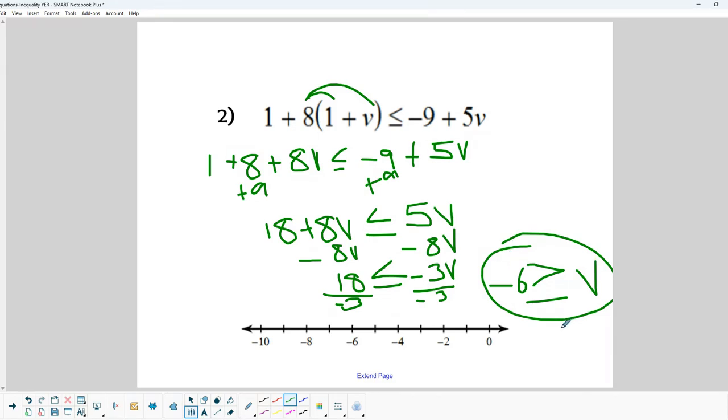So this one's kind of written backwards again. I'm going to rewrite it with the v out front. So v is less than or equal to negative 6. And we're going to color in the dot at negative 6.